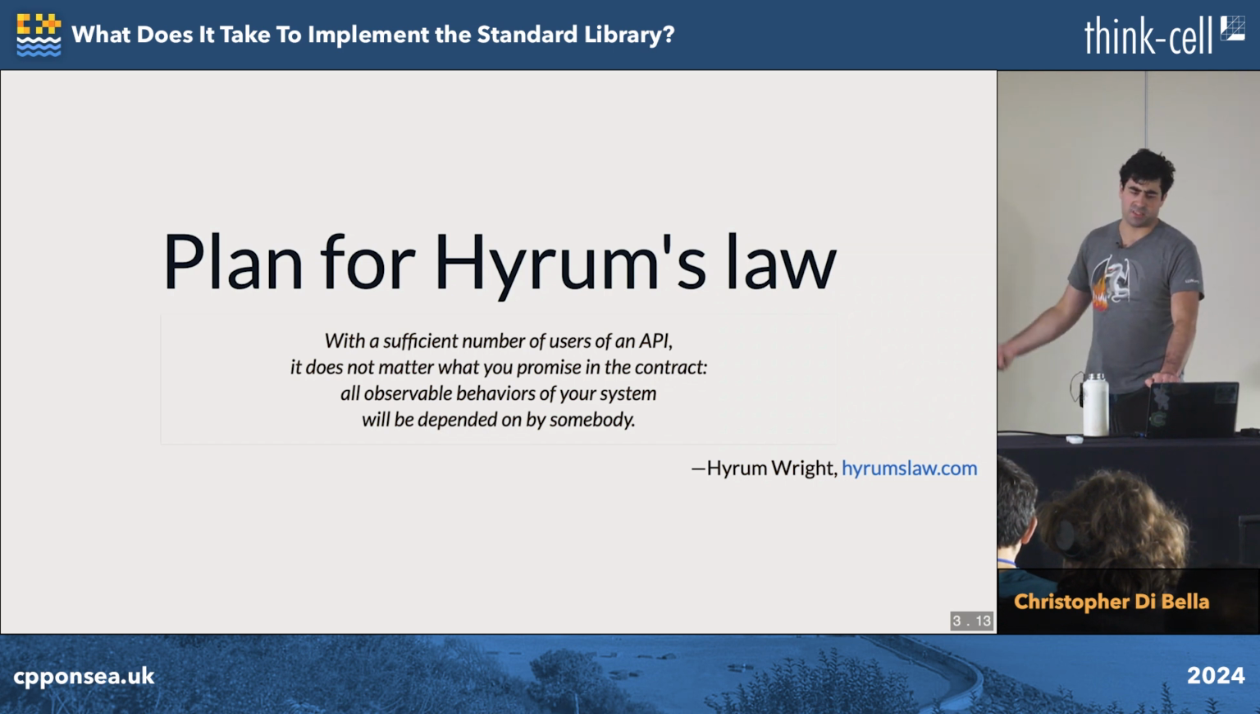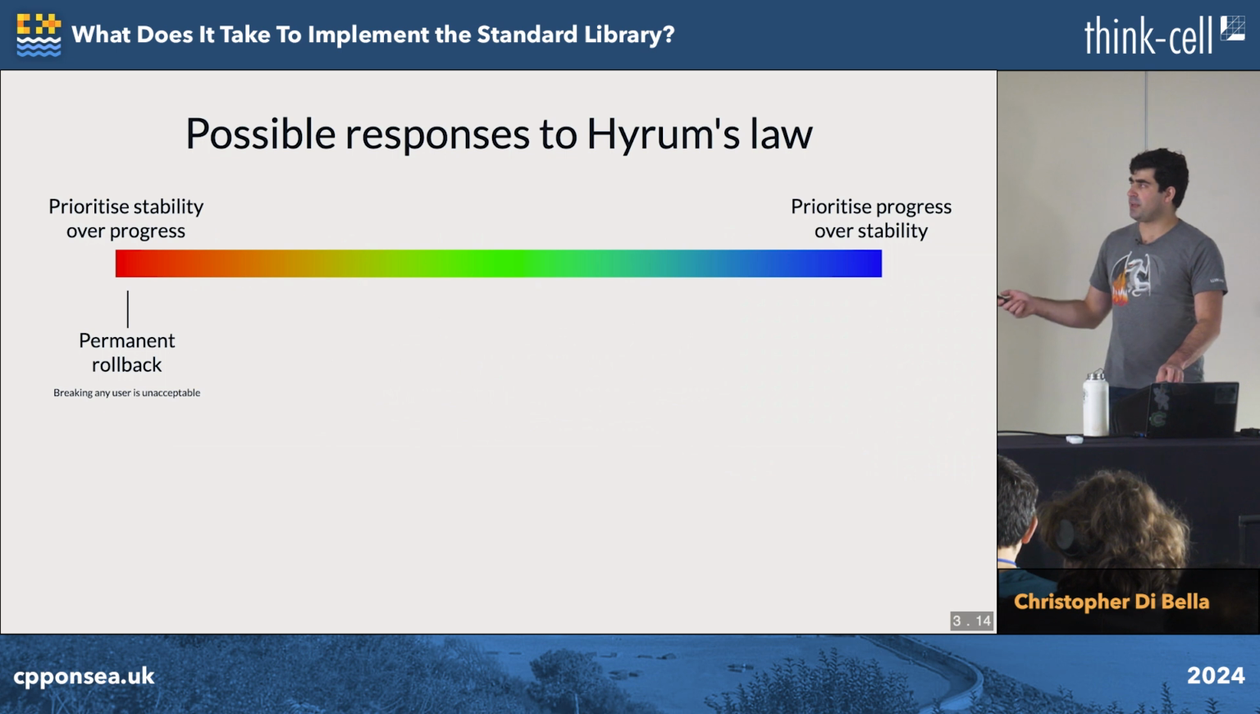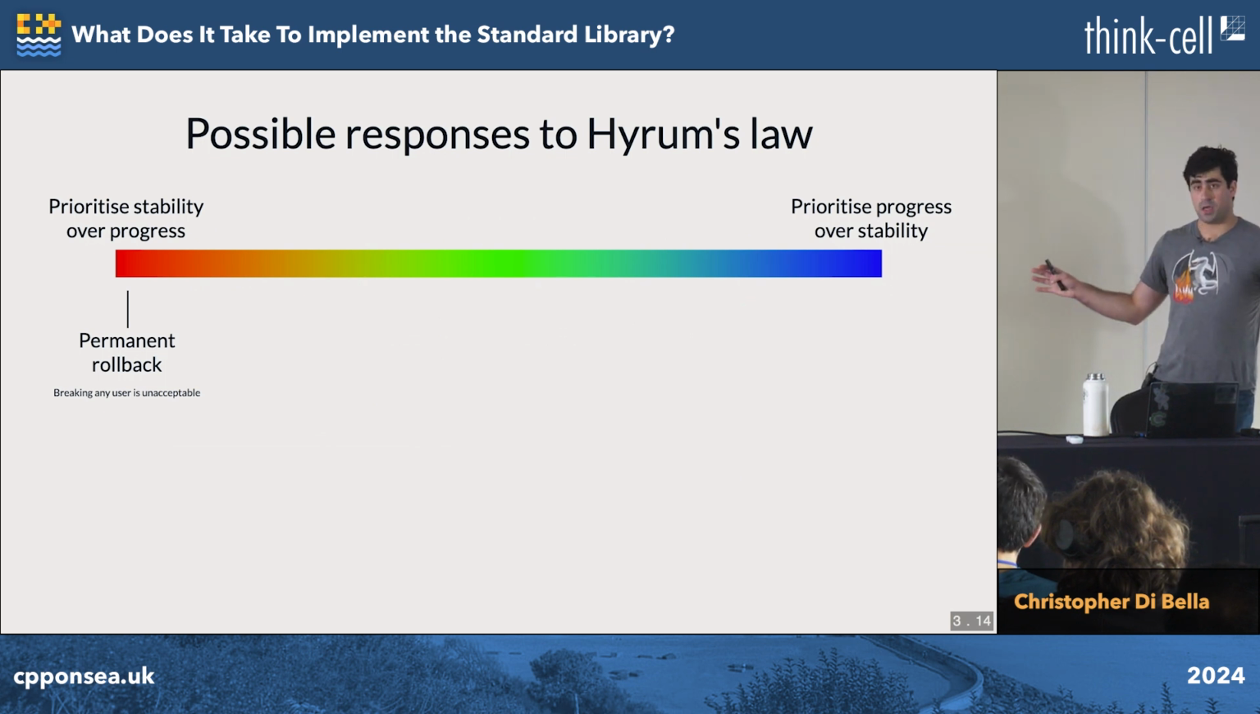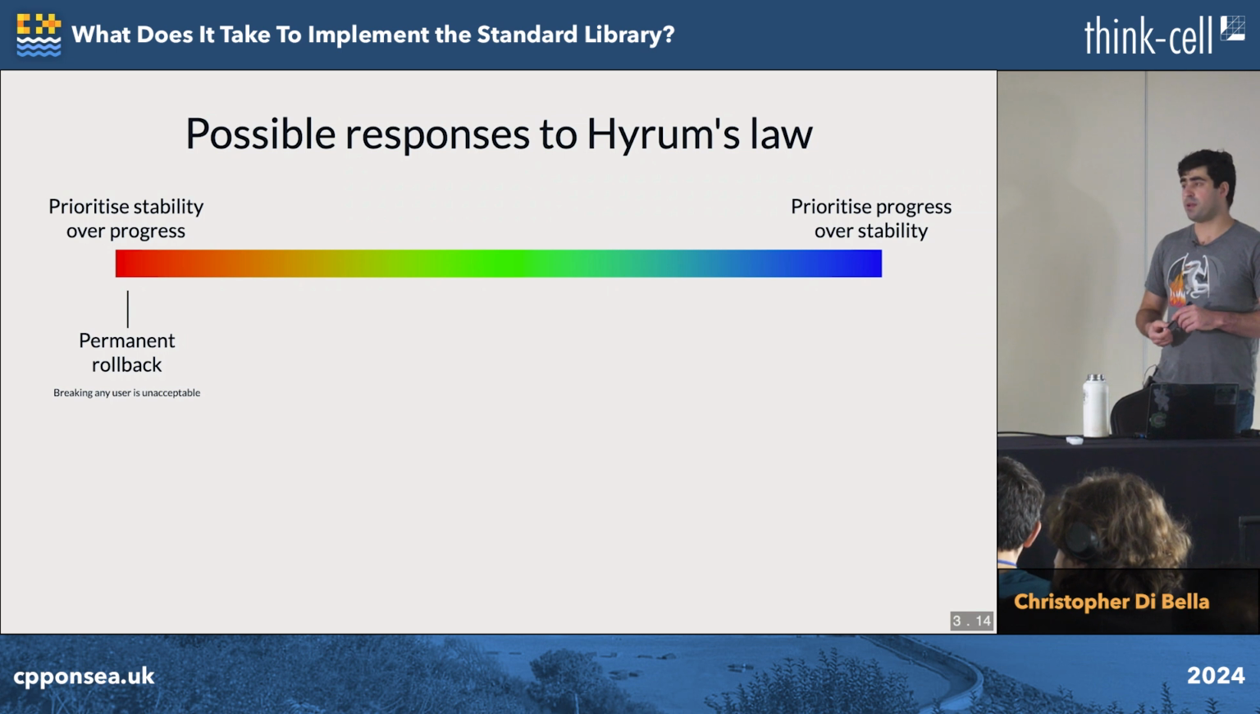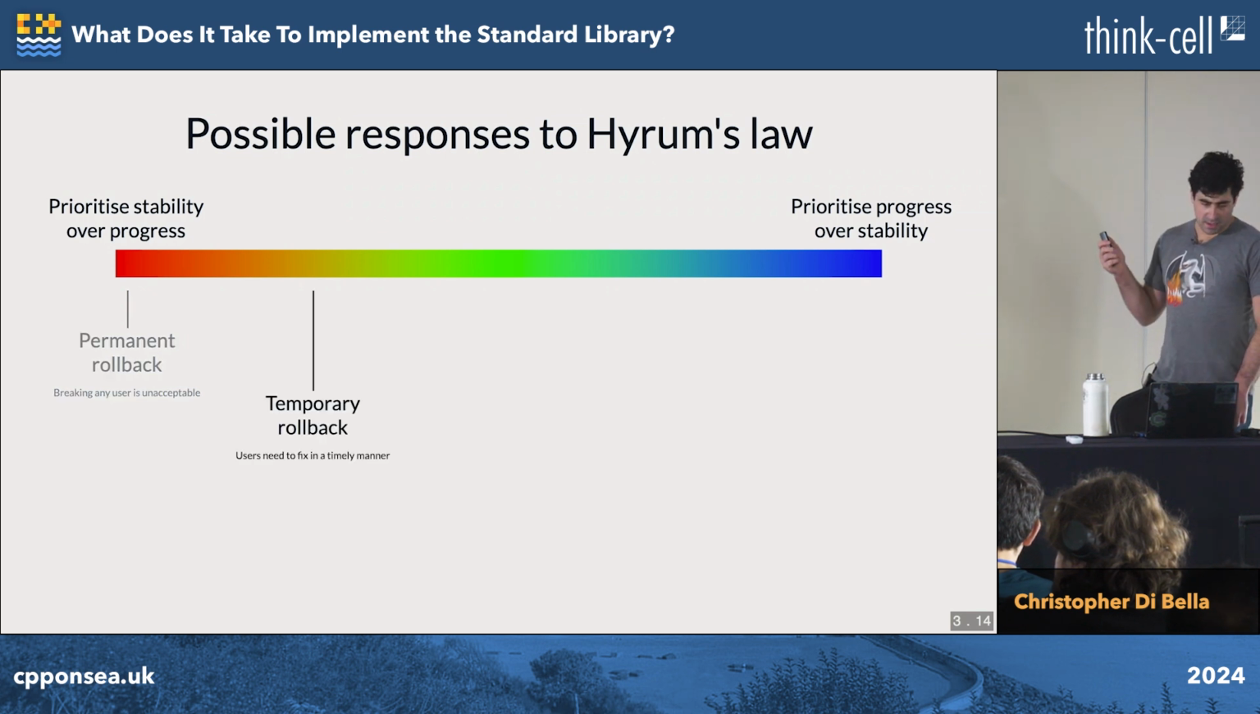There are a few different responses that we can have. So the first one is that we say, look, we're not going to make this change. We broke someone, and that was unacceptable. We'll revert this thing and never ever fix it. The next one is that we will do a temporary rollback. We'll stop the pain for a little while, but you are on notice. You are going to have to fix it, and you're going to have to do it before a certain date.